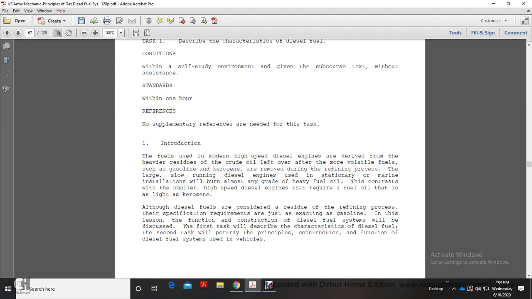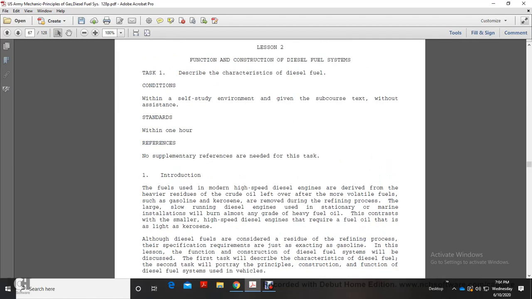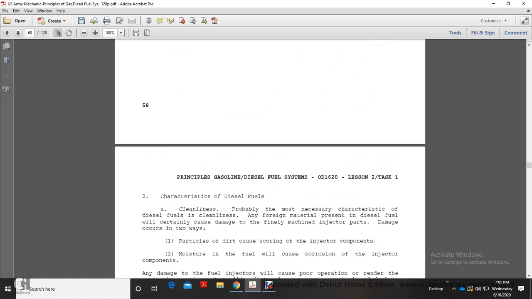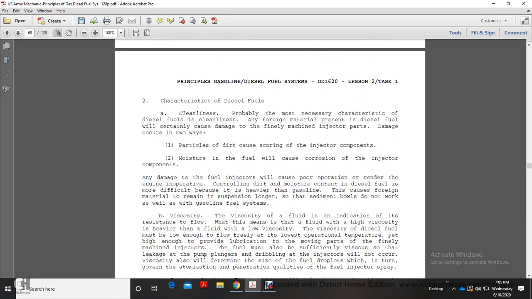In this lesson, the function and construction of the diesel fuel system will be discussed. The first task will describe the characteristics of diesel fuel. The second task will portray the principles, construction, and function of the diesel fuel system in the vehicles. Characteristics of diesel fuel: cleanliness.